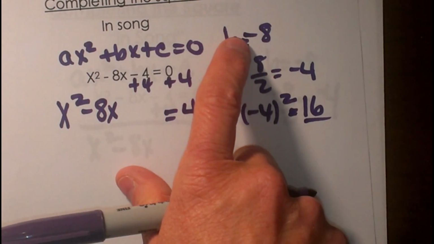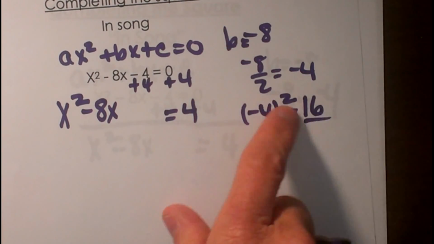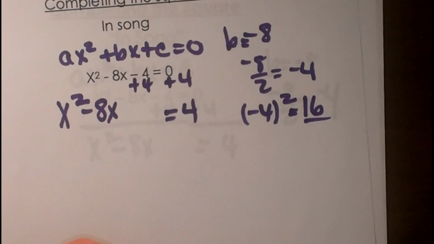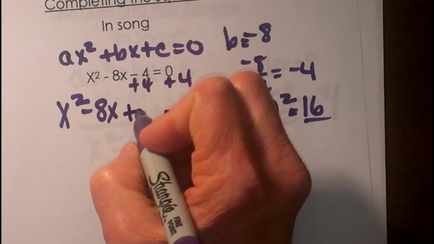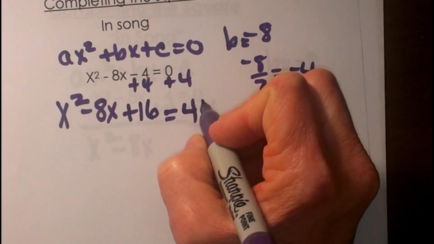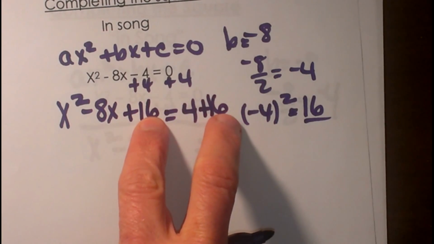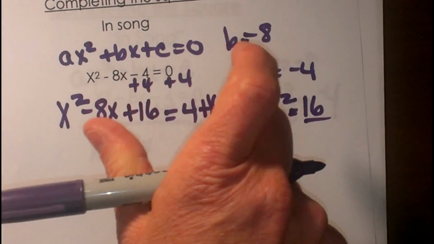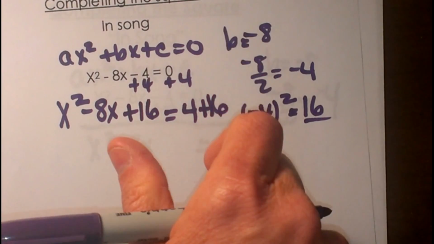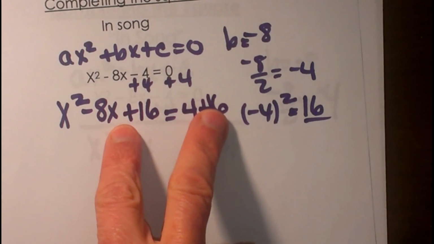Now, we half it, we square it, and we add it to both sides. So now we're going to do the adding to both sides. We're going to add 16 to the left side and 16 to the right, and you have to do that to keep your equation equal. That's what an equation is, it's a balanced scale, and you've got to keep both sides equal. So we're adding it to both sides.